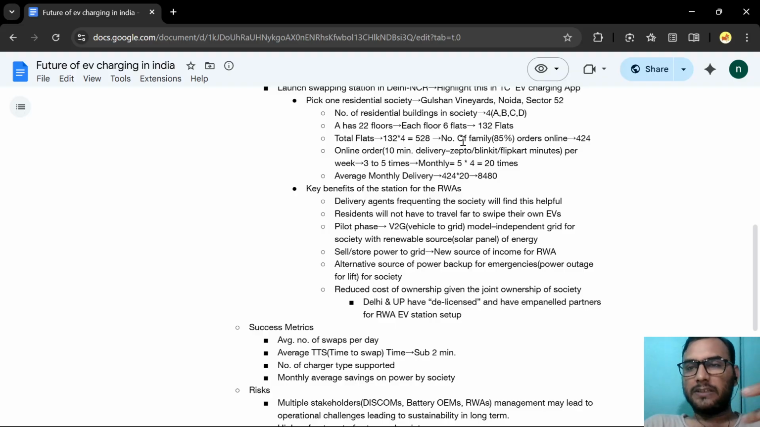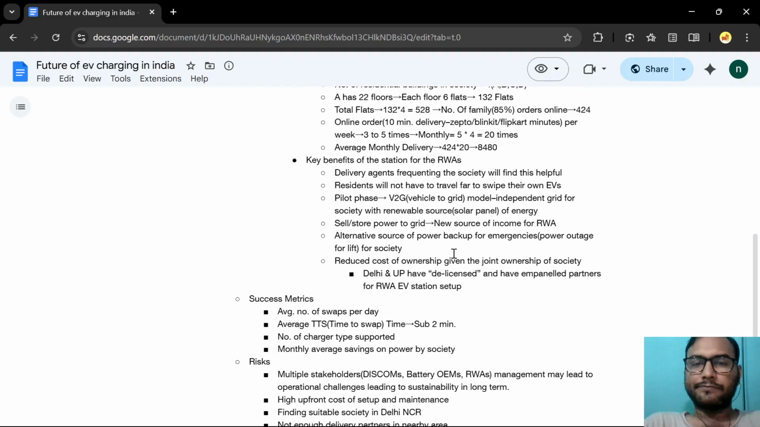Now, how I'm thinking about it is that if we launch a swapping station in the residential society complex, then the delivery persons who frequent this residential society can swap the battery at the station. The advantage for the RWA, the residential welfare association, is that it can become two key benefits.